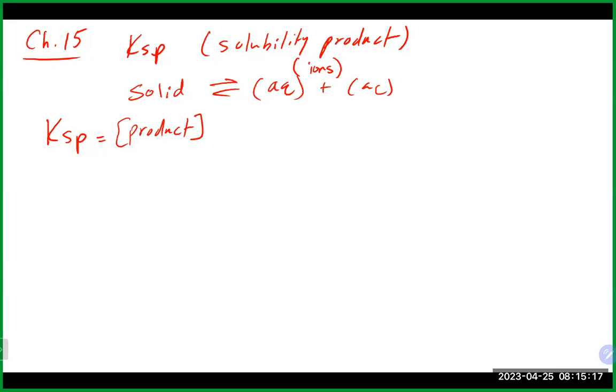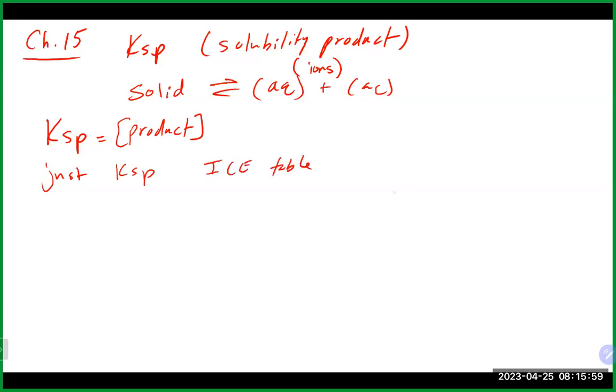We do everything the same, so we still square it if there's a coefficient, or cube it if there's a coefficient. We talked about two types of problems. One does require you to do an ice table. The other one, you could do an ice table, and it can be very helpful to do one to make sure you don't mess up the calculations. If you are just given the KSP, that should definitely be an ice table situation.